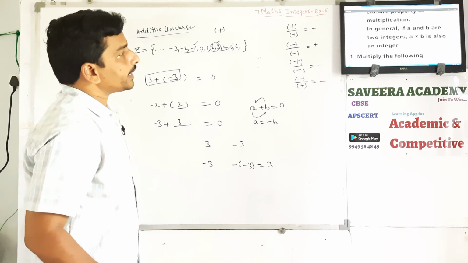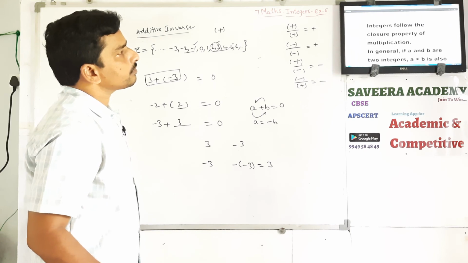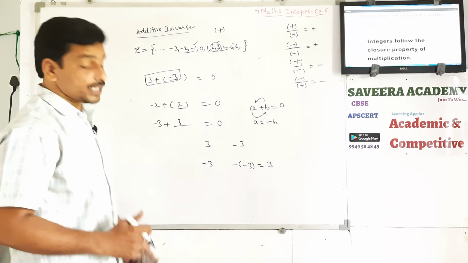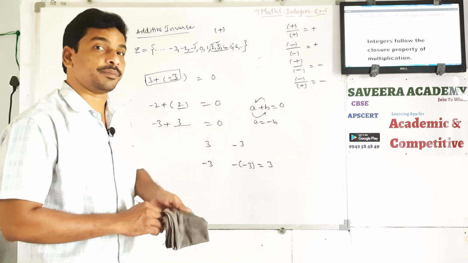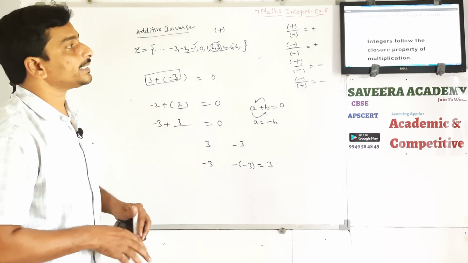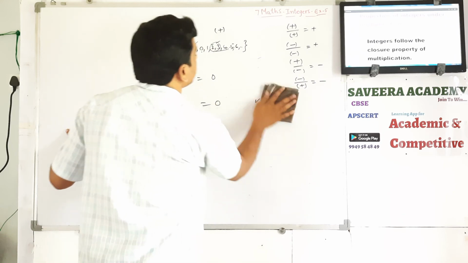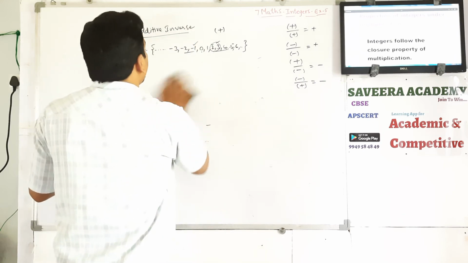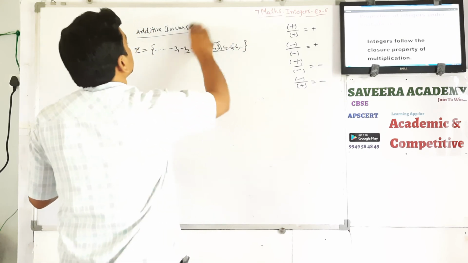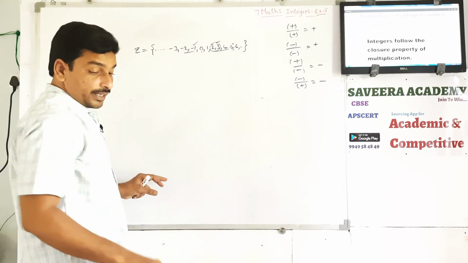Next, here see, properties of integers under multiplication. We have seen the properties of integers under addition. Now we have to check the properties of integers under multiplication. The operation we have to take is multiplication. The set is the same set that we have been taking.